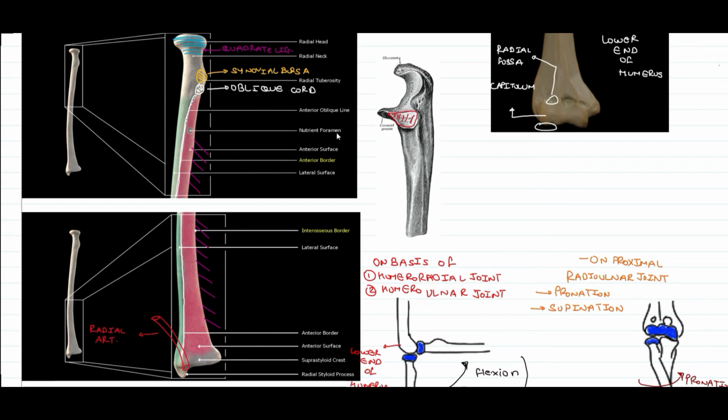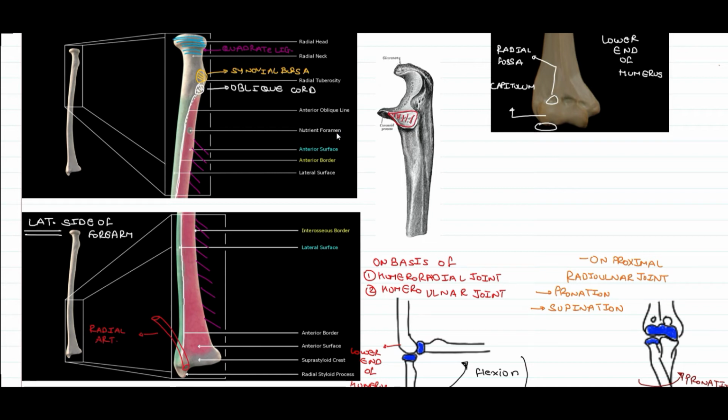Now, before moving to the posterior border and the posterior surface, I want to tell you about the anterior surface and the lateral surface. In case of the anterior surface, it is present between the anterior border and the medial border. Here highlighted in red color, we have the anterior surface, and between the posterior border and the anterior border lies the lateral surface.